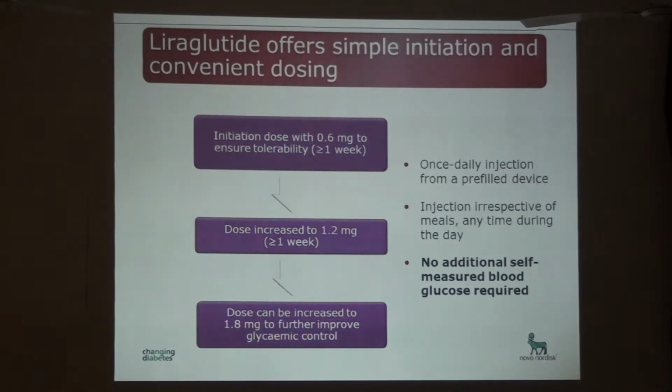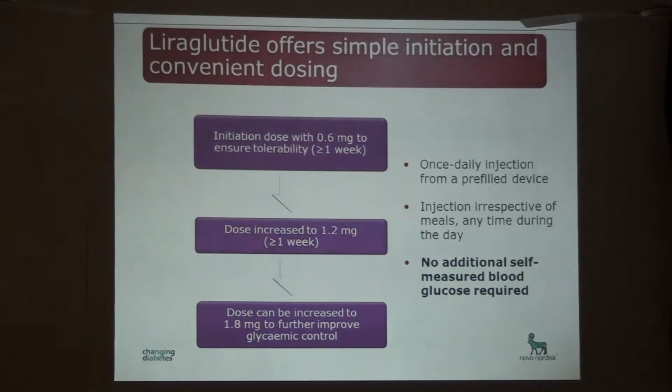He said, Rajni, I start my patients with 0.6 mg. You guys tell us to keep the patient on 0.6 mg for 7 to 10 days. I keep my patients on 0.6 mg for a month. None of my patients have nausea. This is from one of the pioneers of diabetes, and he is using liraglutide in routine practice, and he currently has 1500 patients on liraglutide.